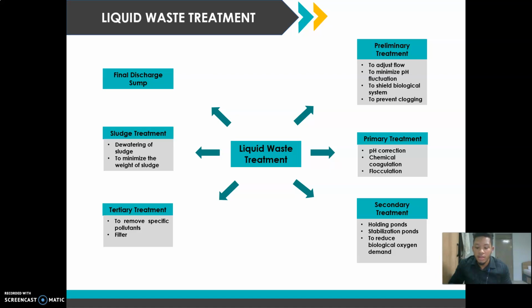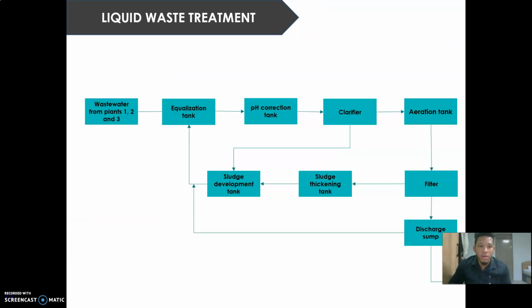In the discharge sump, there are pH and temperature sensors, and the wastewater will only be discharged after the parameters are complying with the regulations. So the wastewater will come from the plants 1, 2, and 3 and will be channeled to all these operations until the discharge sump, where it will only be discharged to the environment when all the environmental regulations are complied with.